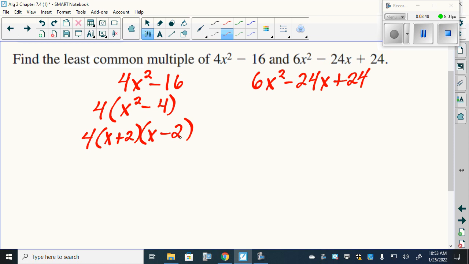Now let's look at the other one, 6x squared minus 24x plus 24. Is there a greatest common factor between these three terms? 6. So we can go on and factor it out. So if we factor the 6 out, what we're left with is x squared minus 4x plus 4. We're dividing each term by 6.